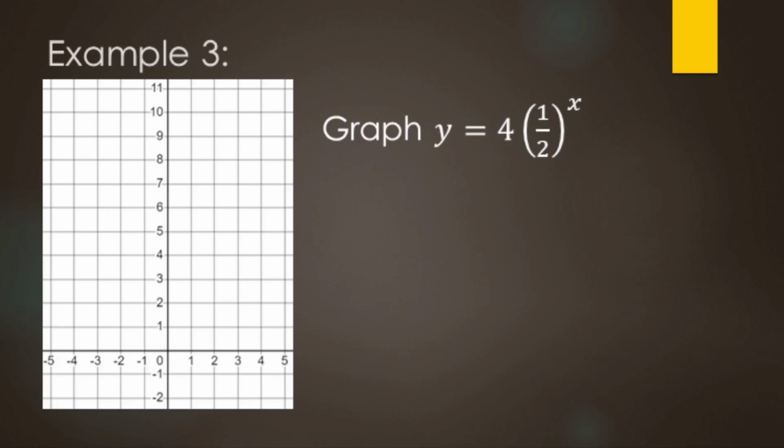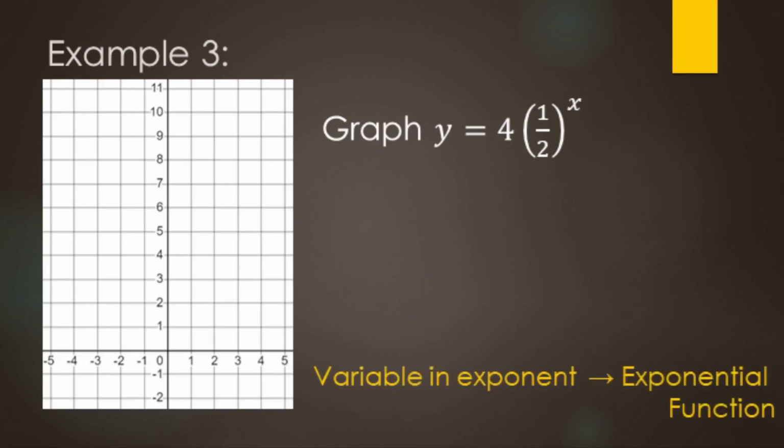Here we're going to graph y equals 4 times 1/2 to the x. Look at that exponent. There's a variable in the exponent, therefore you know it's an exponential function, so it follows this form here, y equals a times b to the x. Well, check it out. What number replaced the a? Well, that's a 4, so you know that that's your starting amount on a graph, y-intercept.